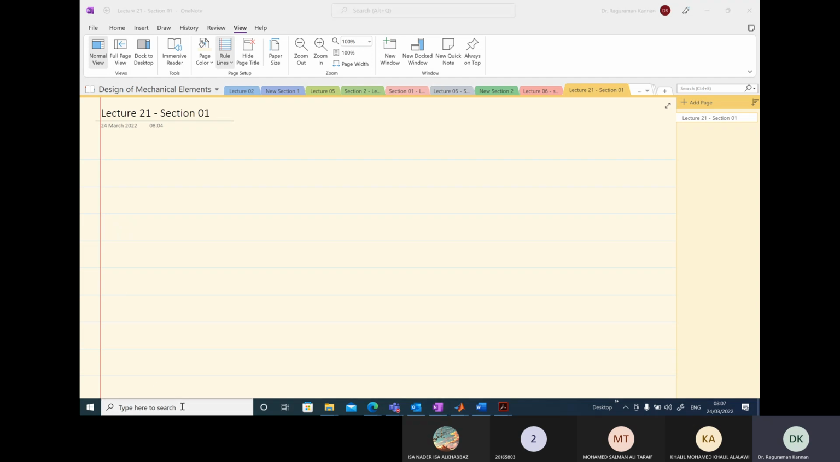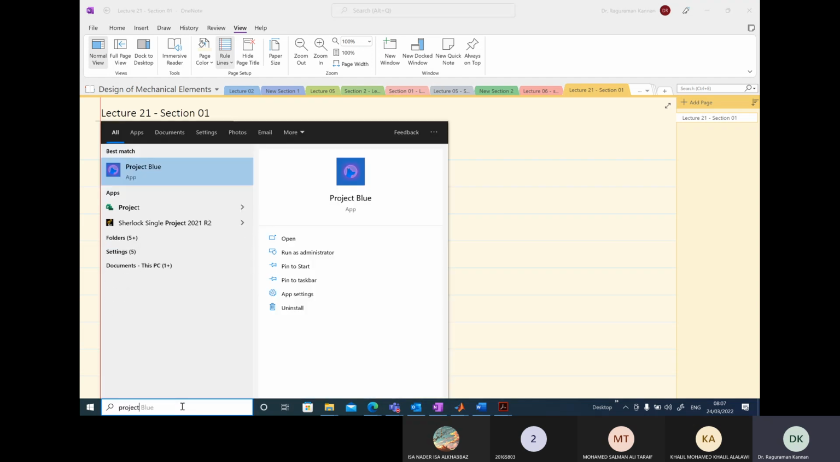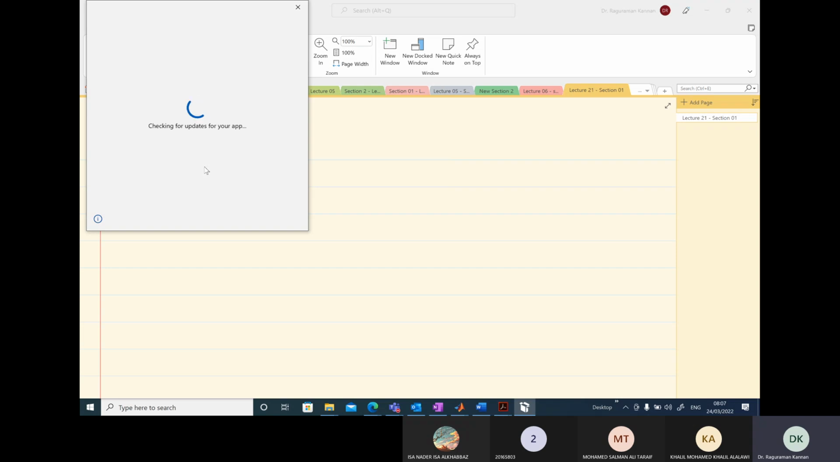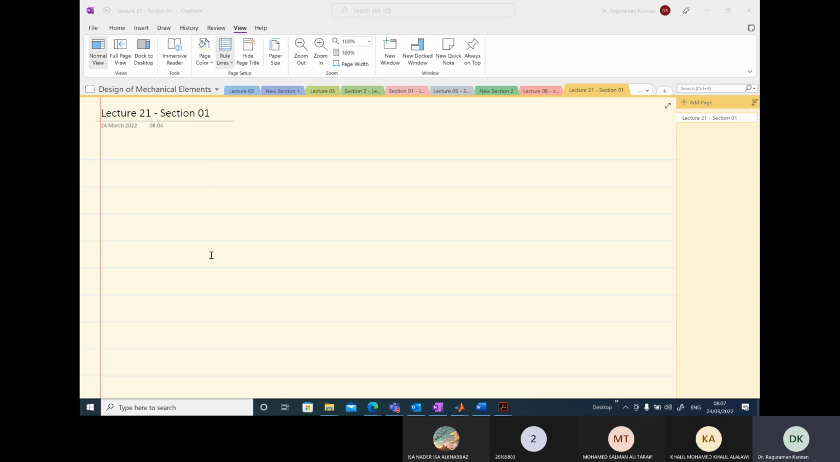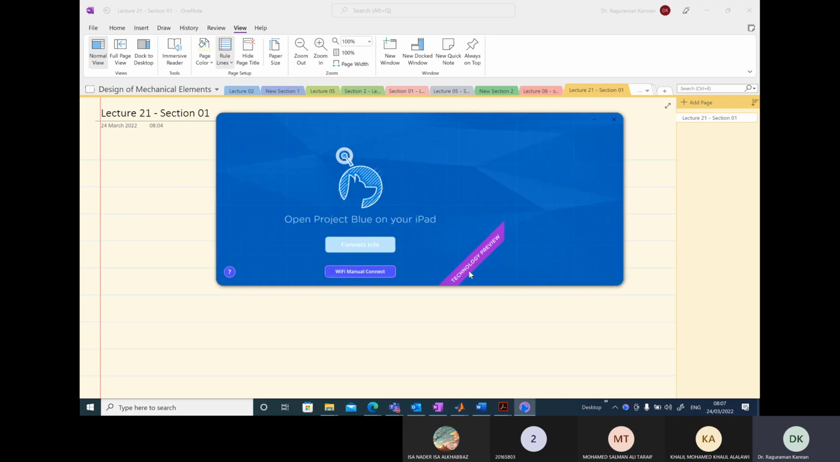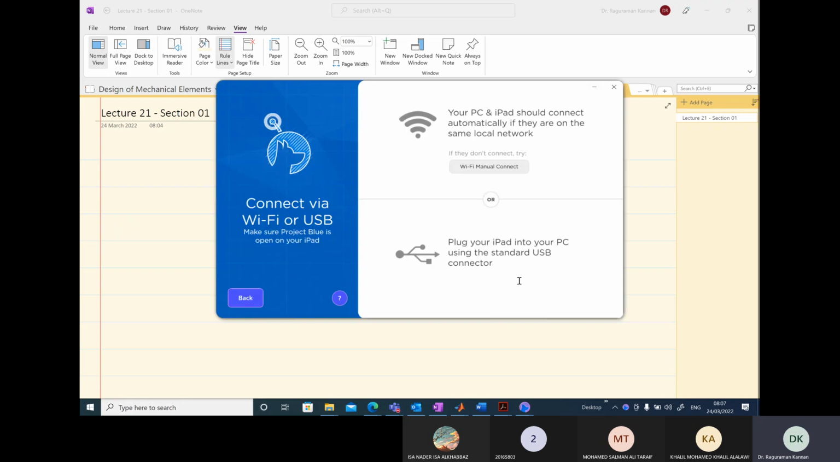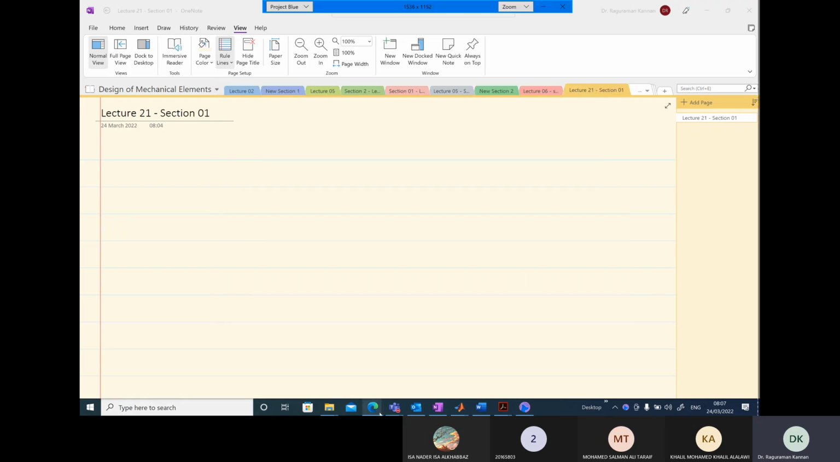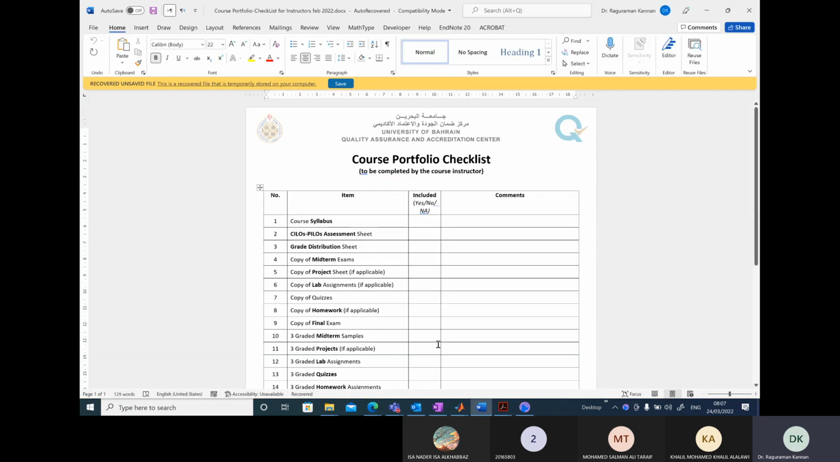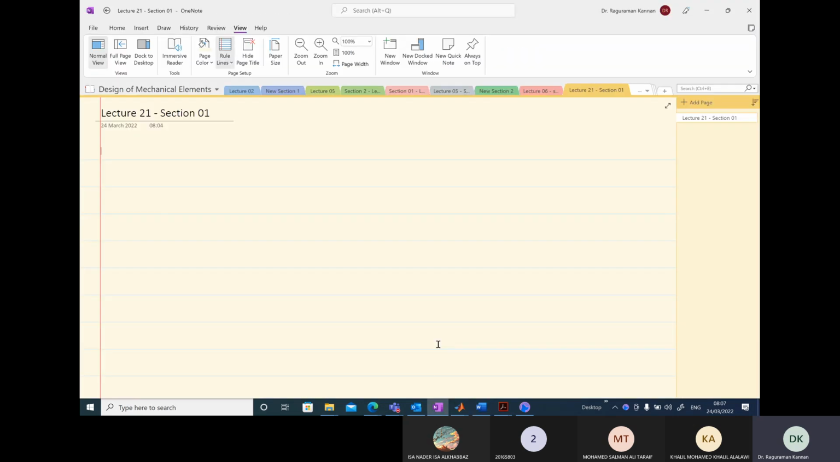Before I do that, I also need to connect my iPad because I cannot write without it. Just hold on a second. Okay. Hopefully this works. Okay.